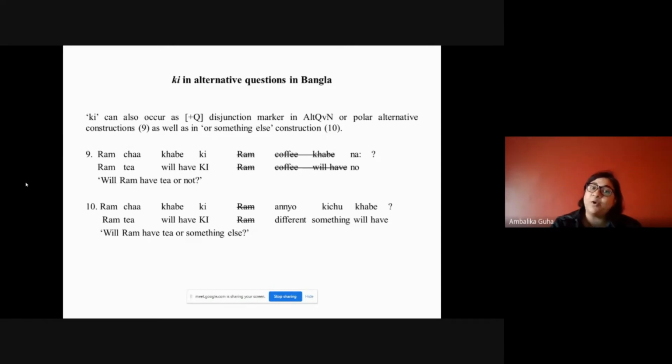This ki can also occur in other alternative questions, like in polar alternatives. For example, number 9, Ram cha khabe ki na? Will Ram have tea or not? It can also occur in constructions like or something else, which will be our second disjunction. So Ram cha khabe ki onno kichu khabe? Will Ram have tea or something else?